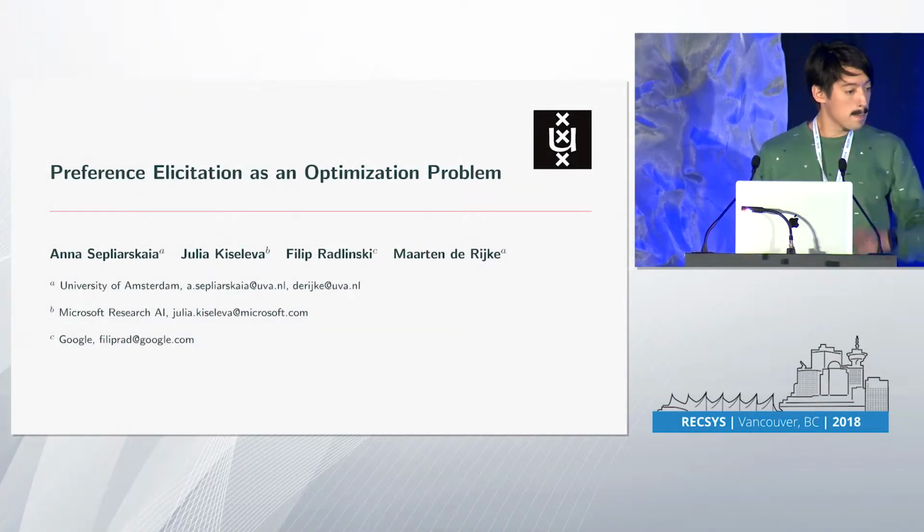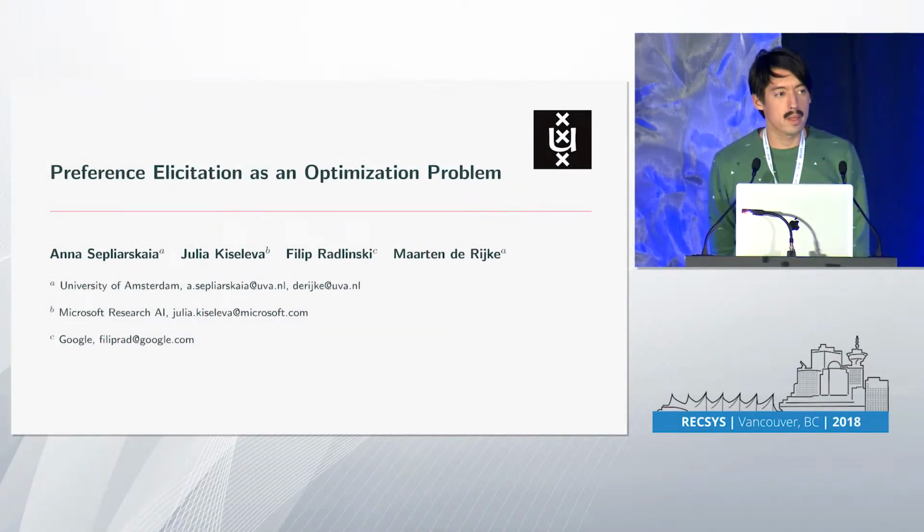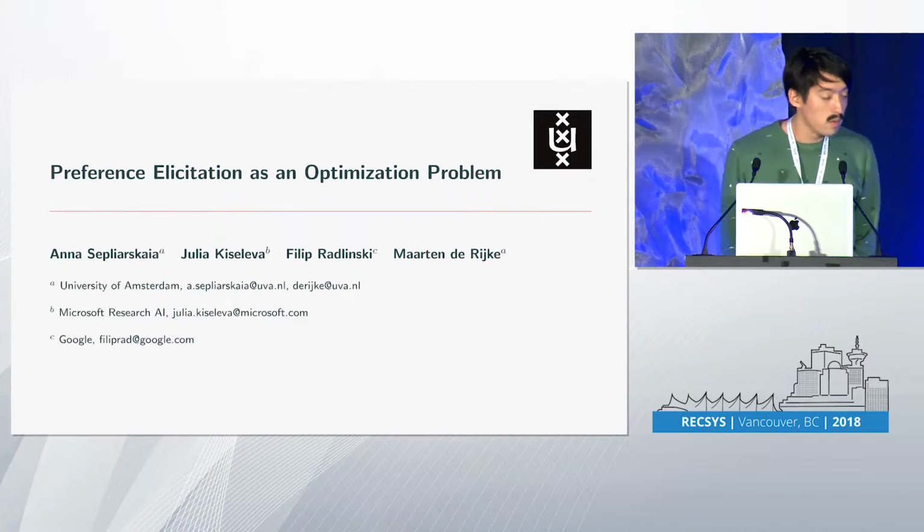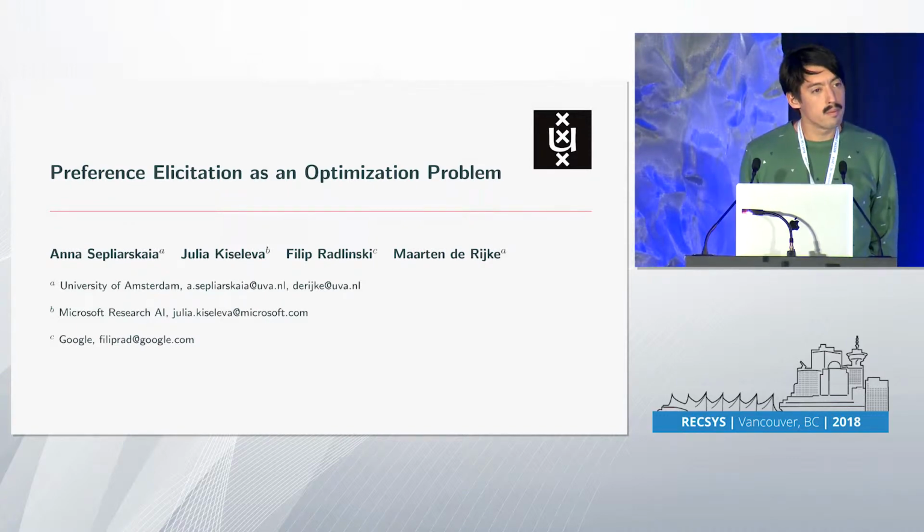Of this session is Preference Elicitation as an Optimization Problem by Anna Sepliarskaia, Julia Kiseleva, Filip Radlinski, and Maarten de Rijke. None of them is here today, but the paper will be presented by Davis Graus.